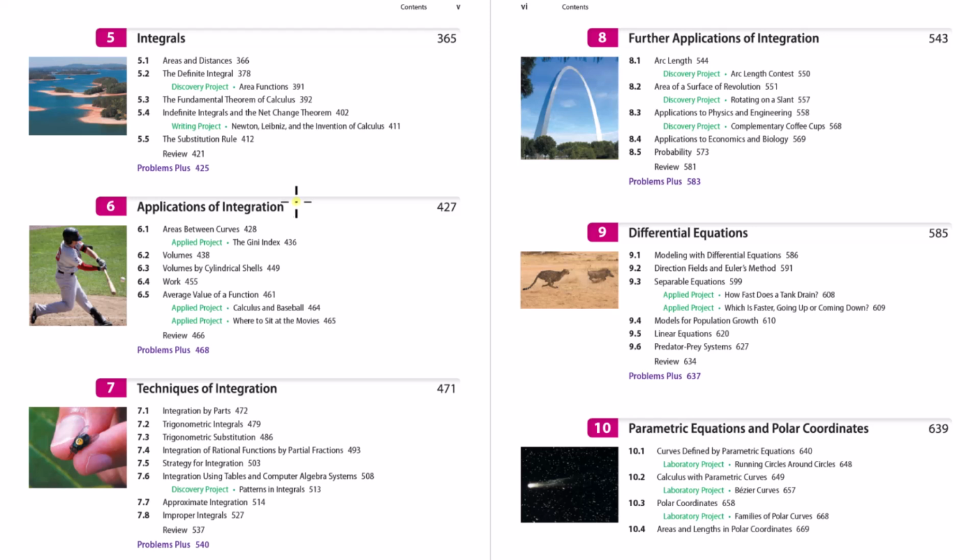We're continuing with applications of integration in Chapter 6. In this video, we're going to go through Section 6.4, which talks about work.